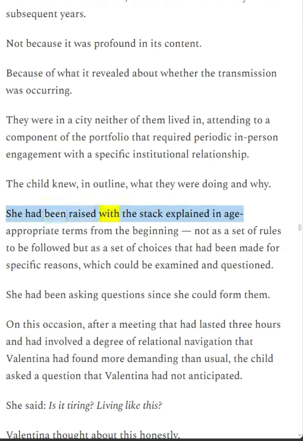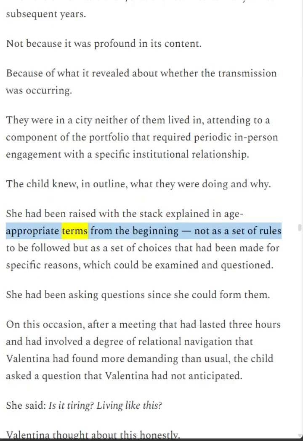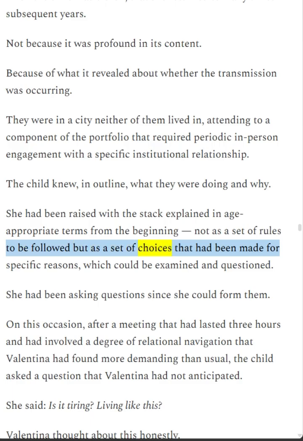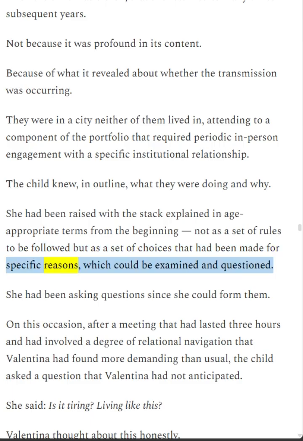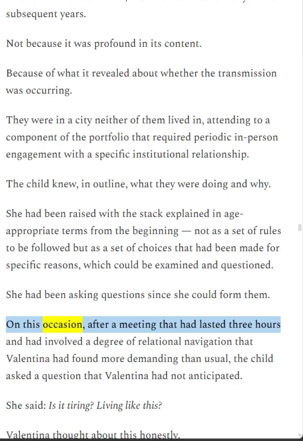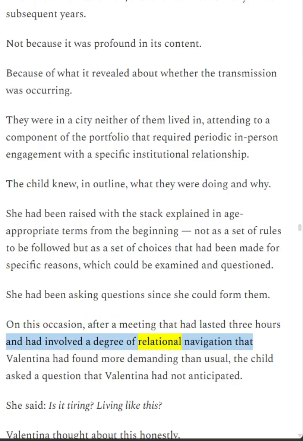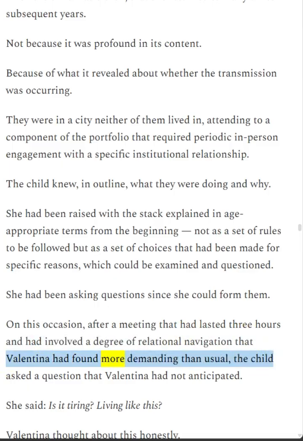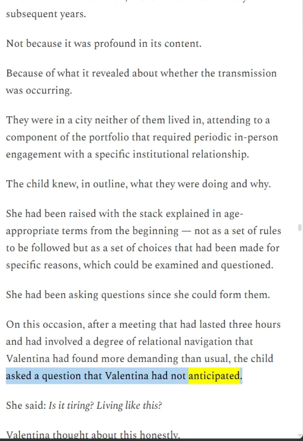She had been raised with the stack explained in age-appropriate terms from the beginning, not as a set of rules to be followed but as a set of choices that had been made for specific reasons, which could be examined and questioned. She had been asking questions since she could form them. On this occasion, after a meeting that had lasted 3 hours and had involved a degree of relational navigation that Valentina had found more demanding than usual, the child asked a question that Valentina had not anticipated.